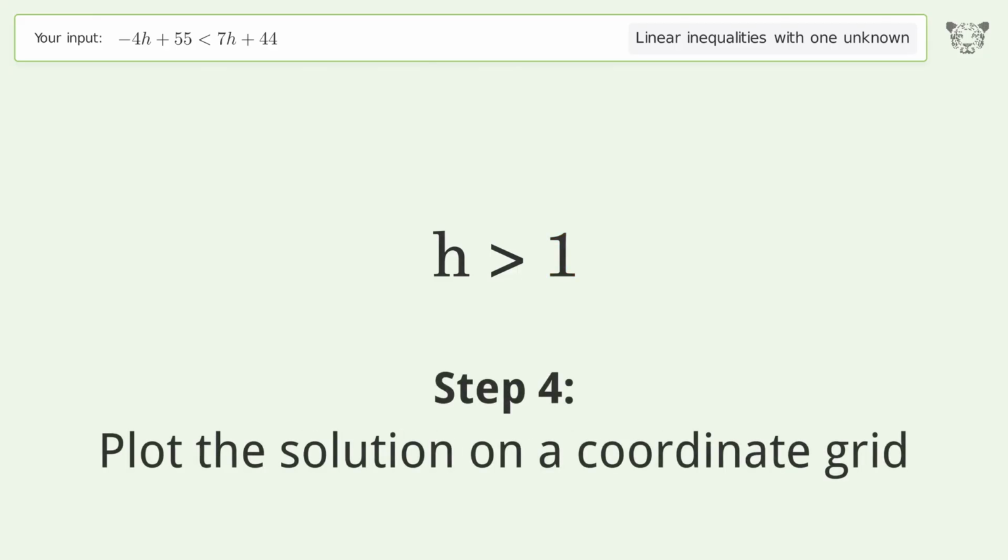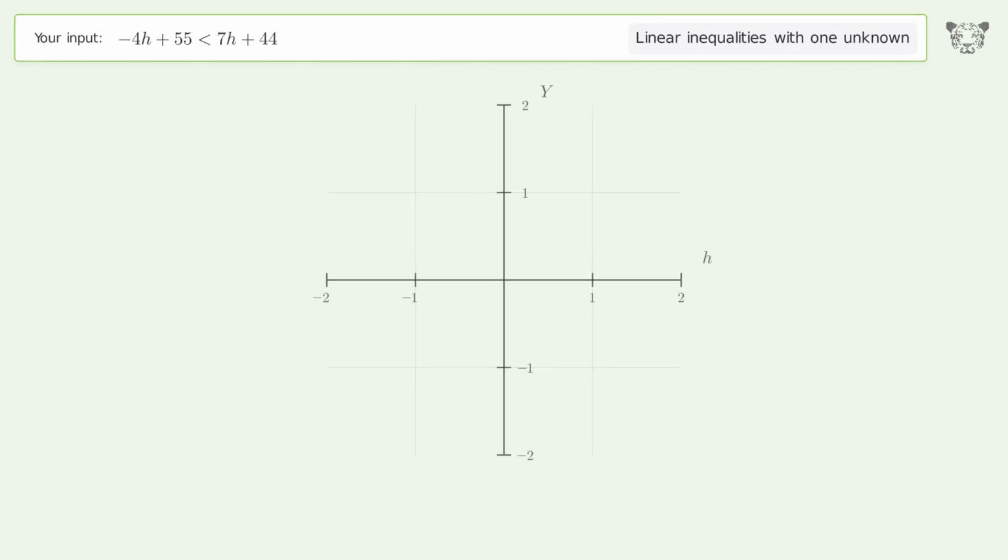Plot the solution on a coordinate grid. And so the final result is h greater than 1.